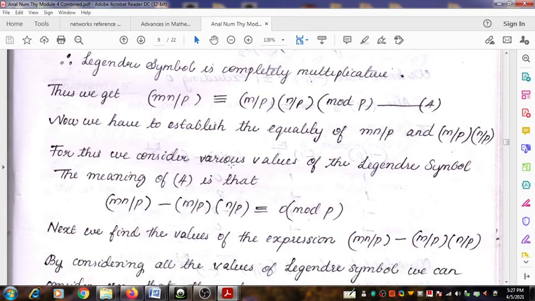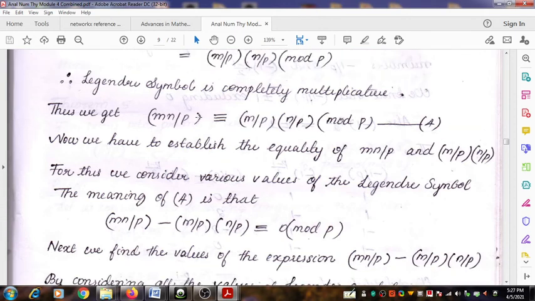We can do that by considering all possible values of the left hand side and right hand side, and then you can compare these values with each other, and whenever we have a value for the left hand side, if that value is equal to the right hand side value that you get, then you can say that the left hand side is equal to the right hand side. I shall repeat. So we have to consider all possible values of the left hand side and right hand side of the congruence.